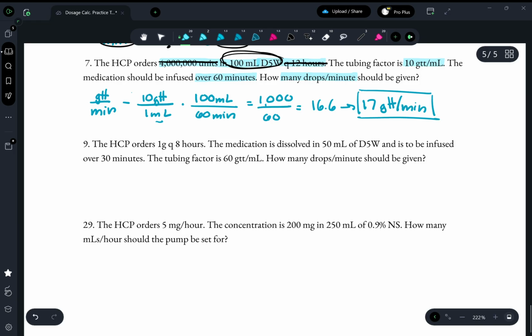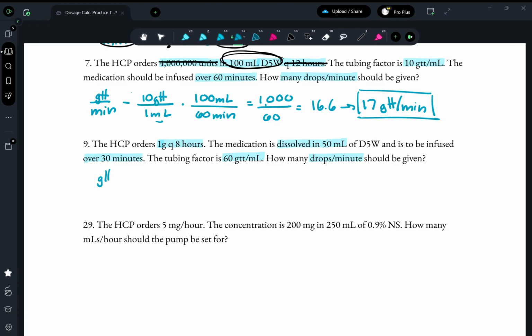Okay, last two. We have an order for 1 gram, Q8 hours. The medication is dissolved in 50 mL, infused over 30 minutes. Our drop factor is 60. How many drops per minute do we want? We want our drops per minute.